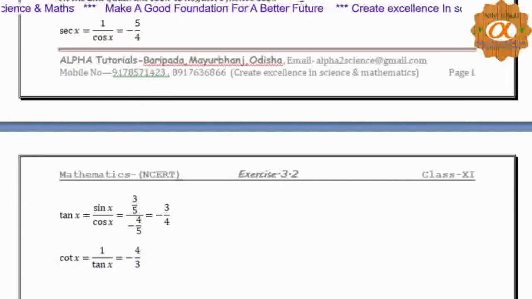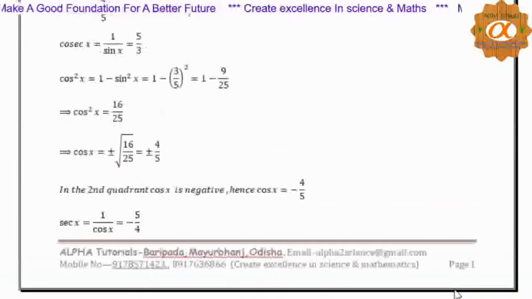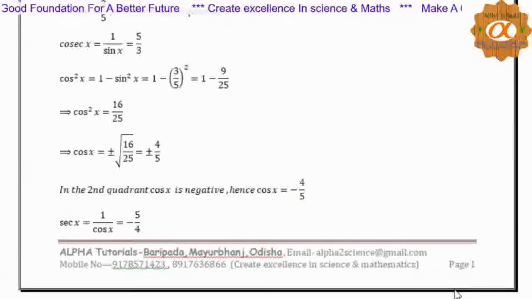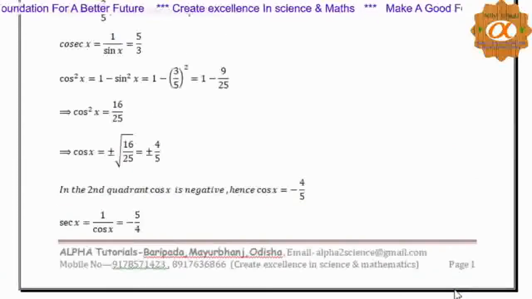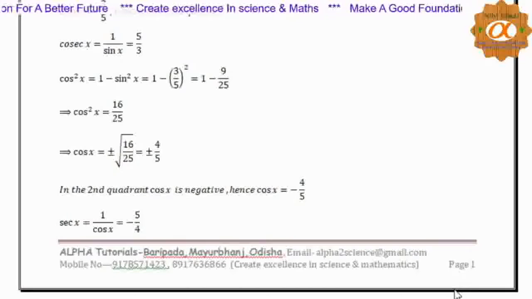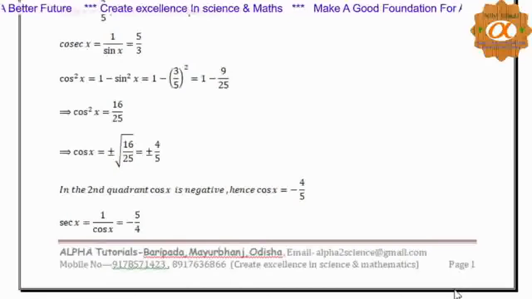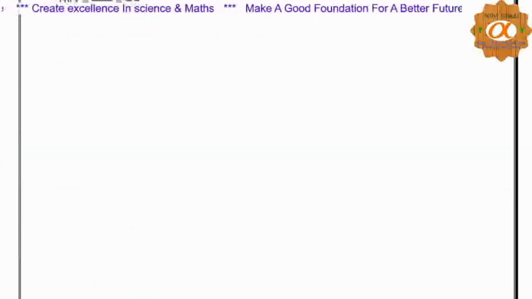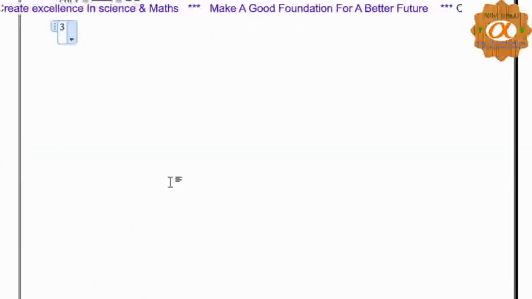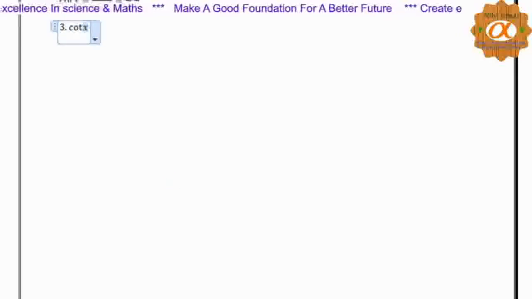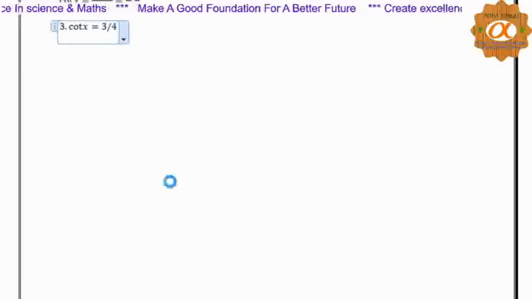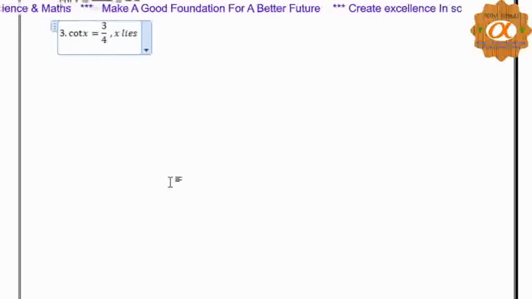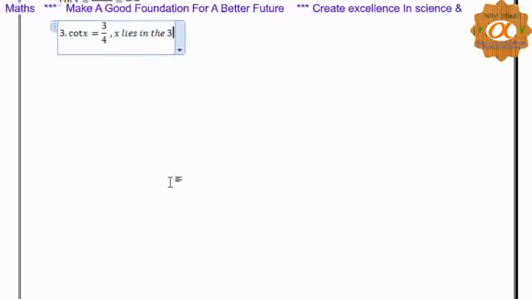That means sin x is equal to 3 by 5 given. We have calculated cosec x 5 by 3, cos x minus 4 by 5, sec x minus 5 by 4, tan x minus 3 by 4, and cot x minus 4 by 3. Now we go to question number 3, that is cot x is equal to 3 by 4. x lies in the third quadrant.